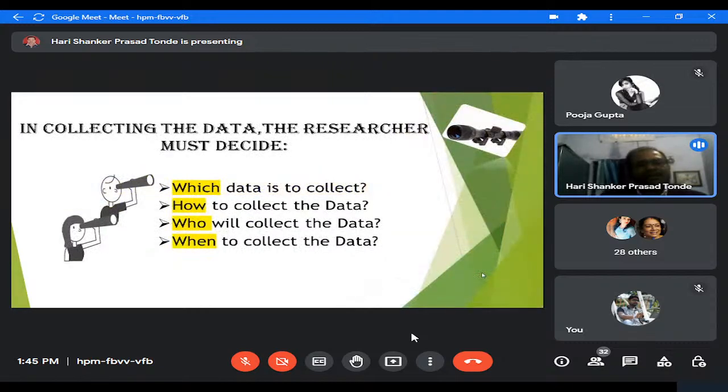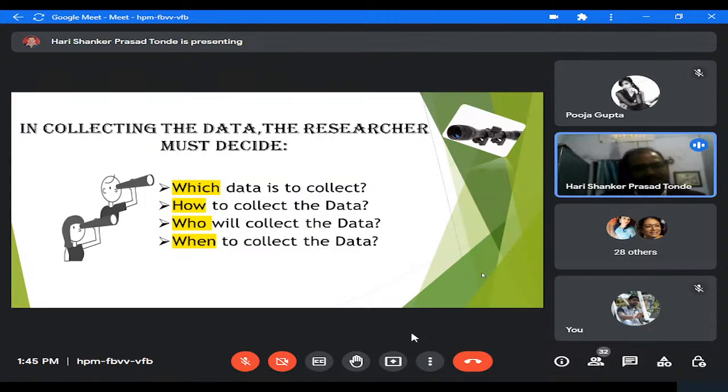In collecting the data, the researcher must decide what things the researcher must have a keen knowledge of while collecting the data. First, which type of data the researcher is going to collect. There are so many types of data available surrounding us, but I have to deal with the data concerned with my research problem. Second, how to collect the data? What are the various ways through which we are going to collect the data? Some data are useful, some data are useless. We have to identify which data are useful to us.